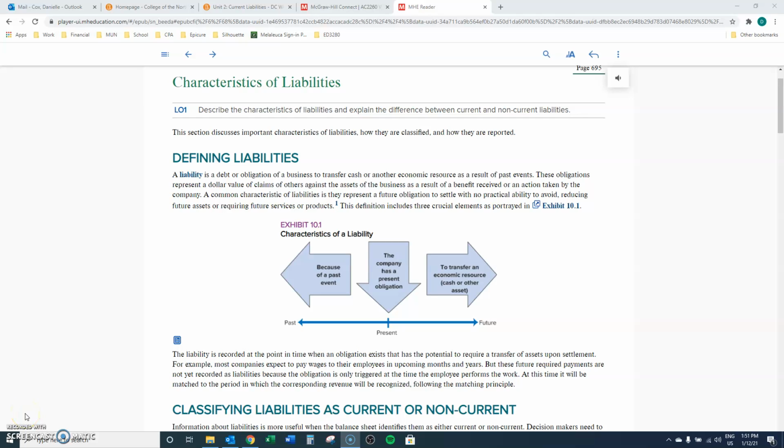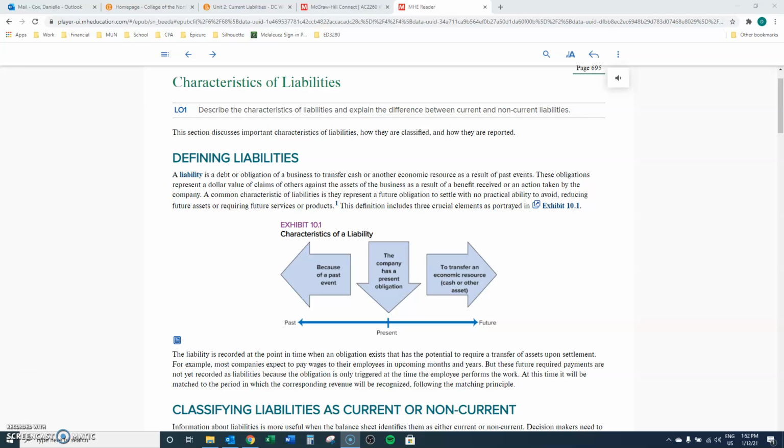Okay, now let's take a brief run through Chapter 10. Chapter 10 is all about current liabilities. So it starts off, first of all, and it defines what a liability is. A liability is a debt or an obligation of a business to transfer cash or some other economic resource as a result of a past event.